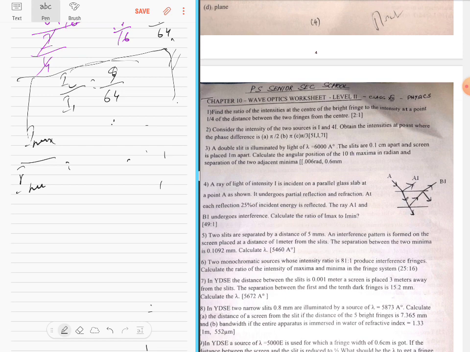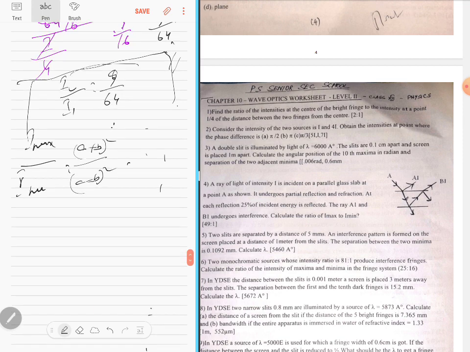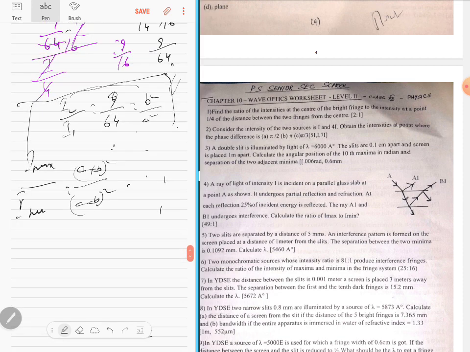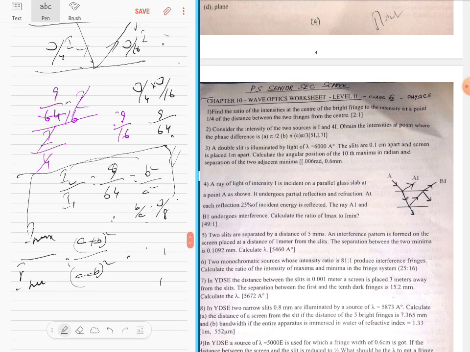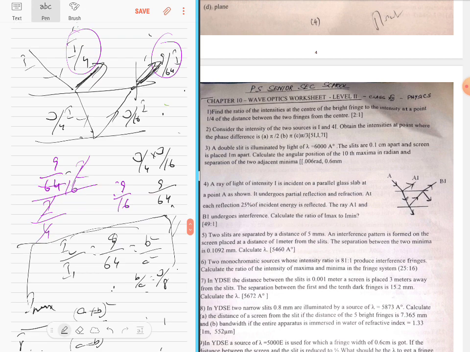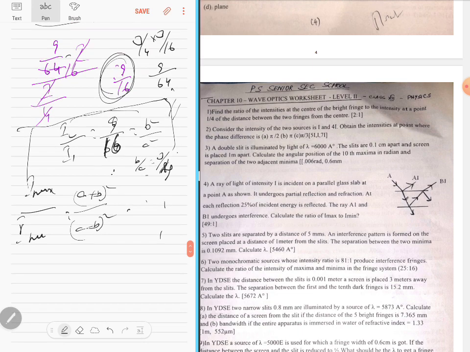I max by I minimum, according to me, is (A plus B) the whole square by (A minus B) the whole square. This itself is actually B square by A square. So B by A itself is 3 by 8. Oh, this is not 64, it's 16. 9 by 16. So then it's 3 by 4. Whatever I'm doing is right only.